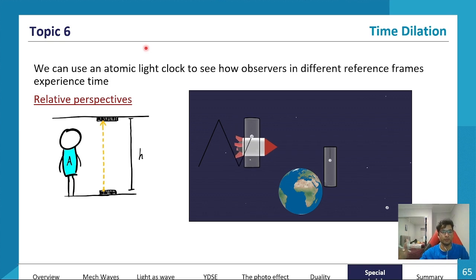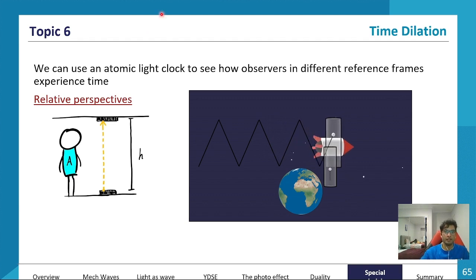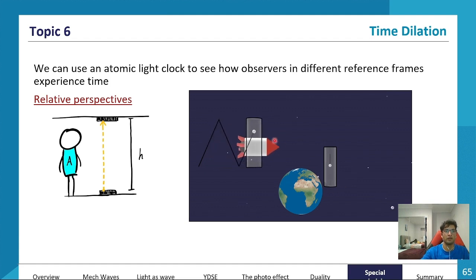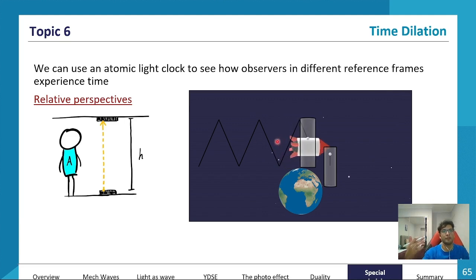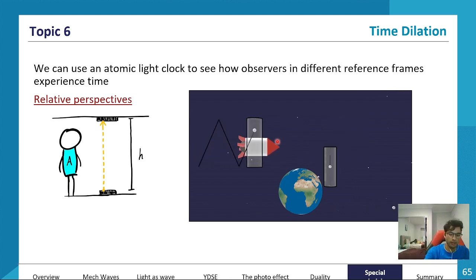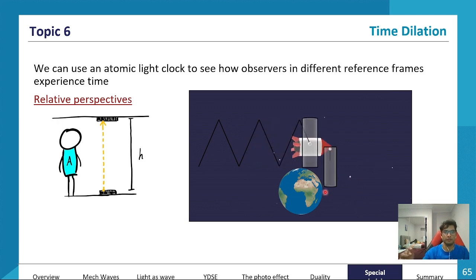And this is why Einstein's postulates are important. So here's the thing. We have this scenario where we have an atomic clock on Earth and we have an atomic clock on this rocket ship. An atomic clock is basically a tube where you have some electron that just keeps bouncing up and down, up and down, up and down. And for the sake of argument, let's just say that one up and down is about 1 second.